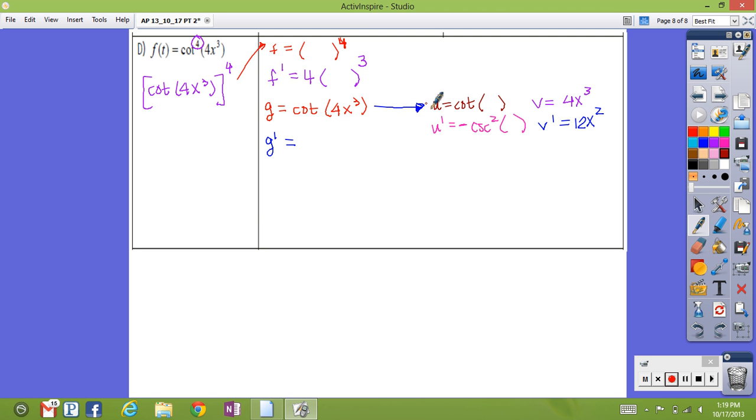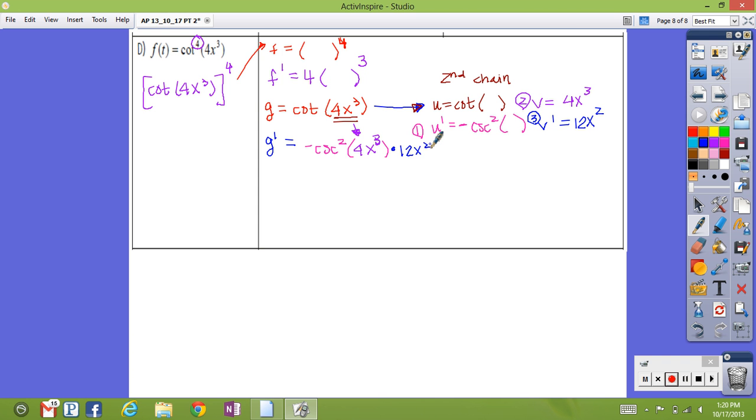So why am I doing this to the right? Because there's another inside function. So over here, I'm actually doing a second chain rule. And that second chain rule, all it does is it gets me g prime. So in order, step 1 in pink is u prime. So that's negative cosecant squared of, second step in purple is leaving the inside the same. And you can see it right here. I left it exactly the same. And then the third step in blue is multiplying by v prime, which is 12x squared.